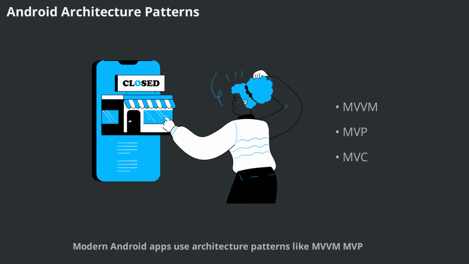Modern Android apps use architecture patterns like MVVM, MVP, and MVC to separate concerns and make code maintainable. MVVM is the most popular, with model for data, view for UI, and view model for business logic. Understanding these patterns is crucial for interviews and real-world projects.